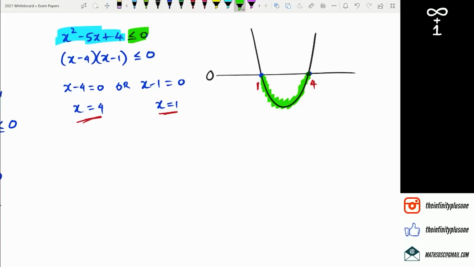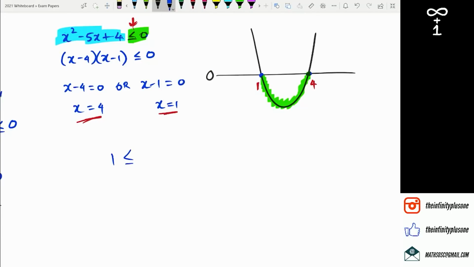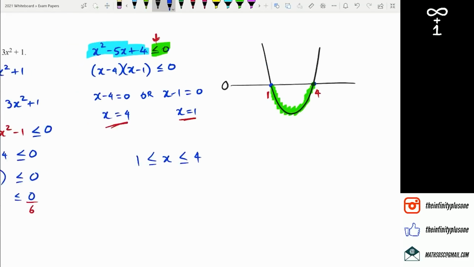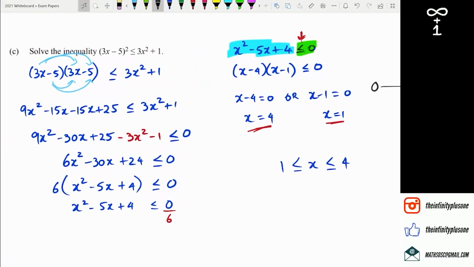Because those 2 points are involved, because of this symbol here, less than or equal to, my solution for this question is going to be 1 less than or equal to x less than or equal to 4. Now, you don't need to draw the diagram, you can actually do this question without the diagram. But anyway, this is what we're looking at.